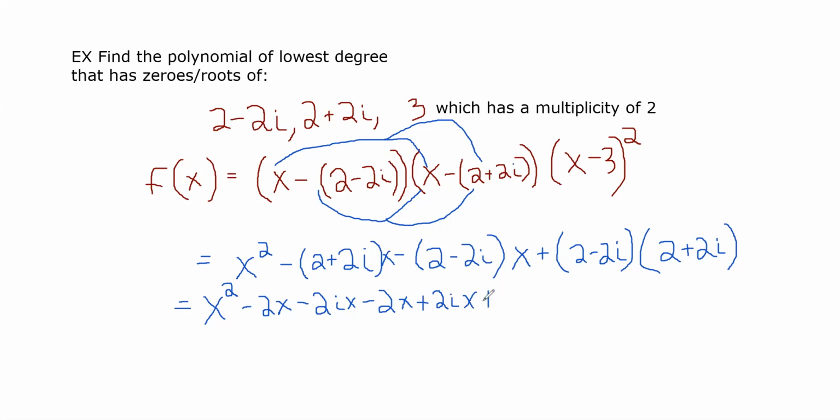We're going to have to do plus, let's see, 2 times 2 is 4. 2 times 2i is 4i. Negative 2i times 2 is minus 4i. Negative 2i times positive 2i becomes minus 4i squared.